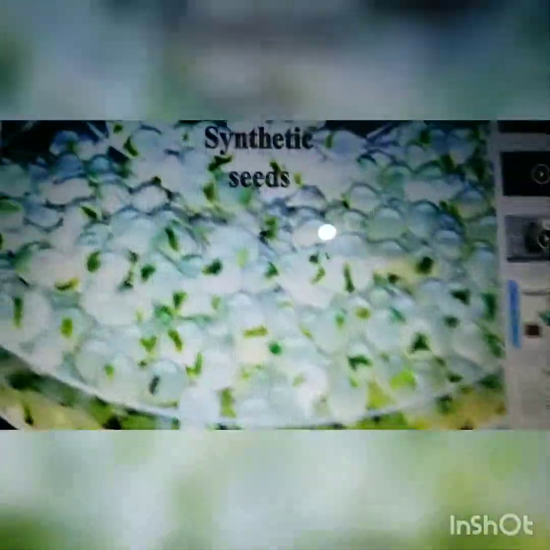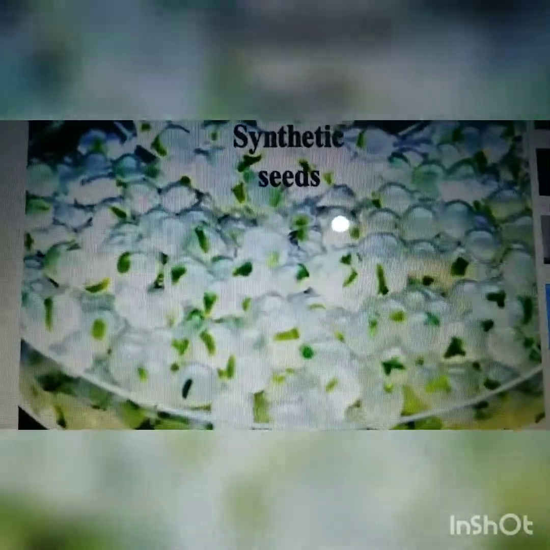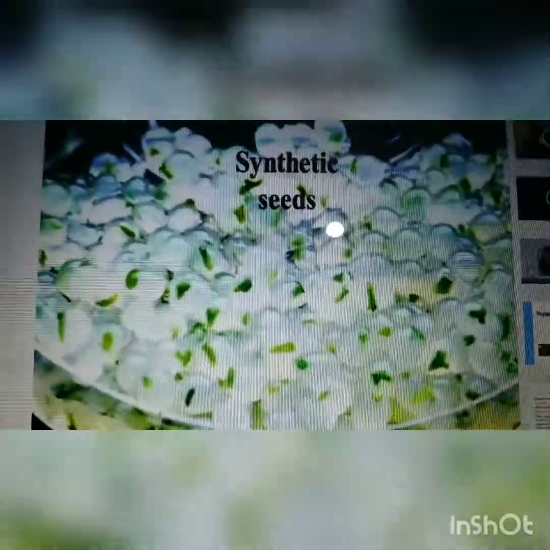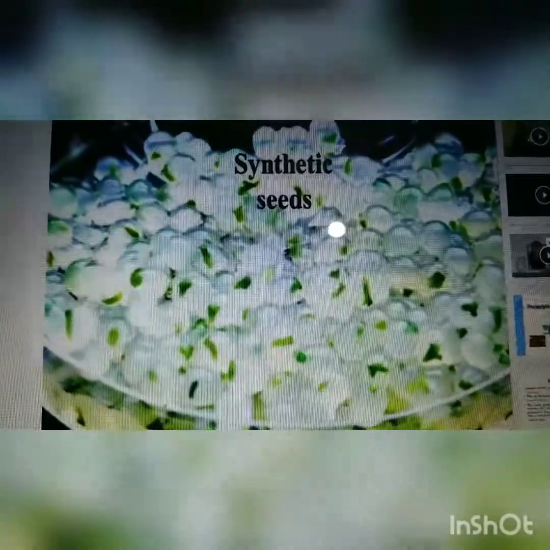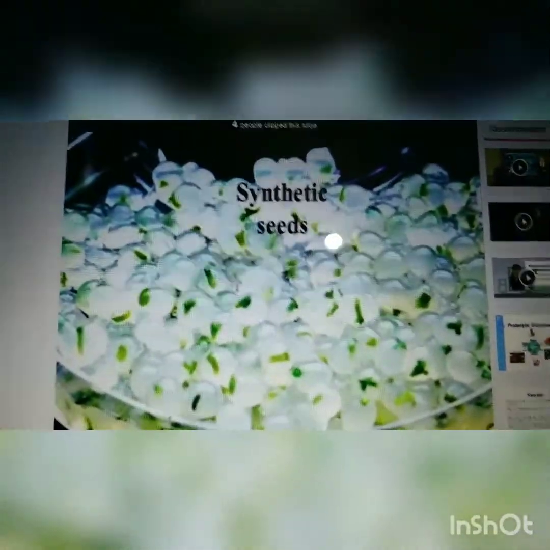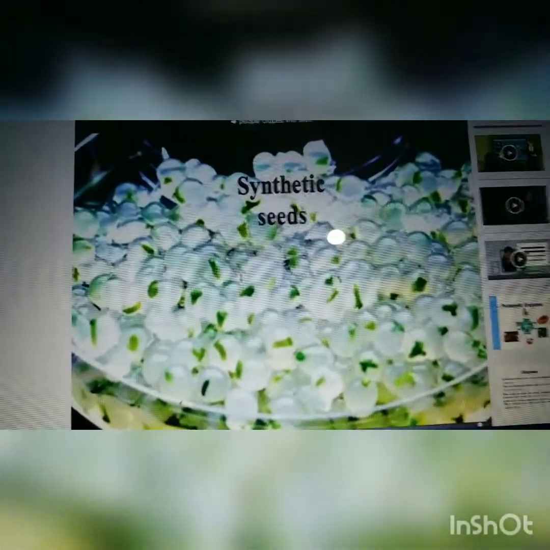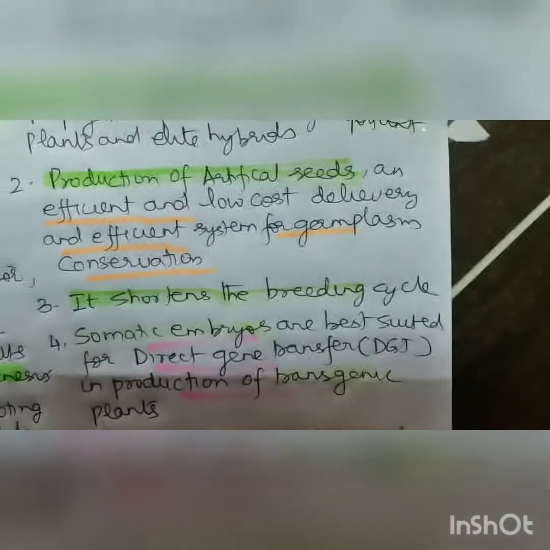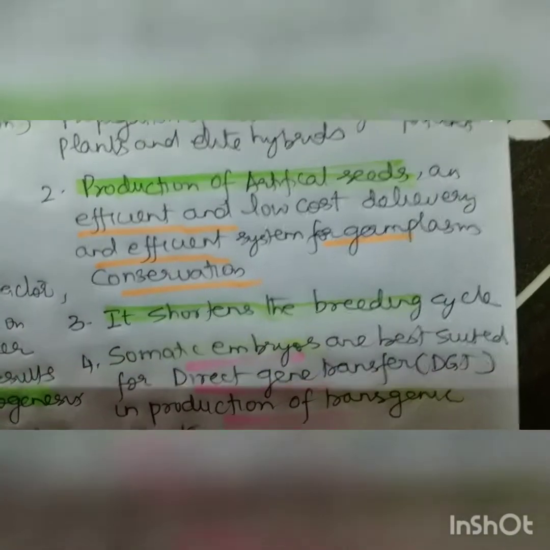See, they look like this, and if I want to take 1 lakh plants to Delhi, I can take them very easily in 5 to 6 flasks, whereas in the other way I have to hire a truck, and a lot of cost is there, and it makes it very difficult to manage. Hence, the production of artificial seeds is an efficient, low cost delivery and an efficient system of germplasm conservation.